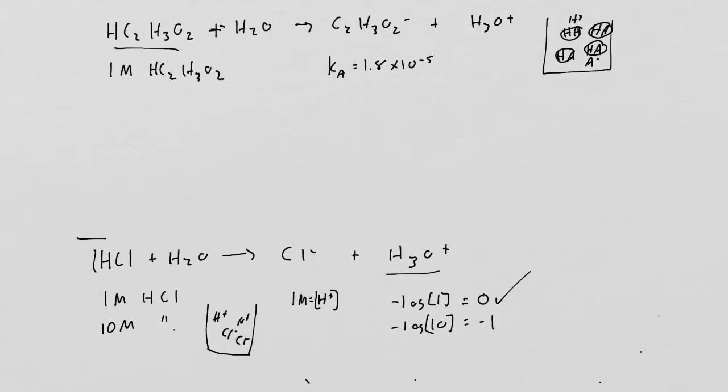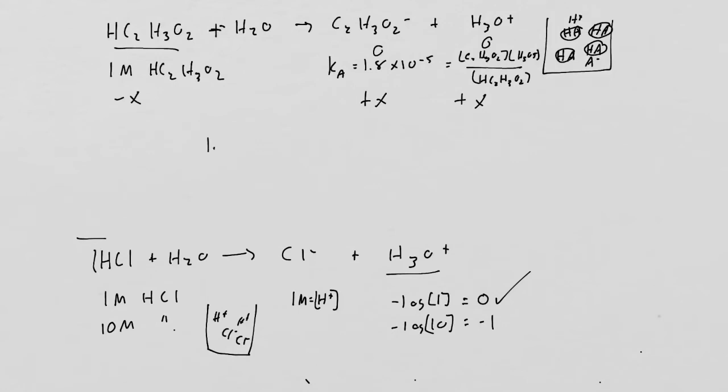Okay? So we have to write out the expression. For this one, we have the Ka is equal to the acetate ion, right, times the H3O plus, over the unionized acid, the HC2H3O2. And we can do this by ice table. We're going to assume that this is starting at 1, right? And so it's going to go down by x. And these guys are starting at 0 over here. And so they're each going to go up by x.